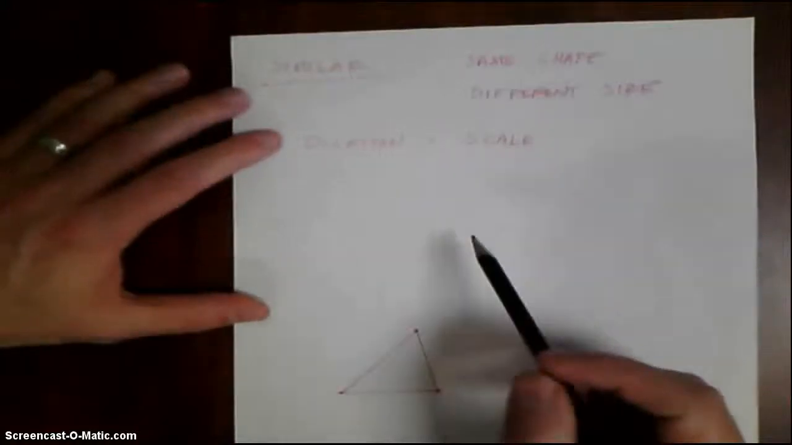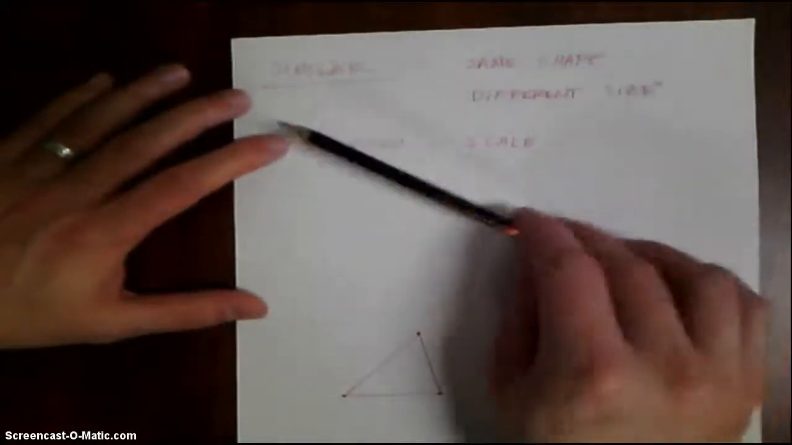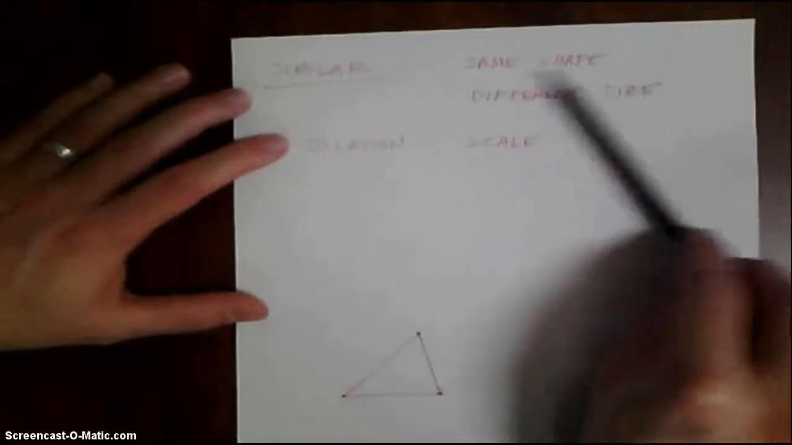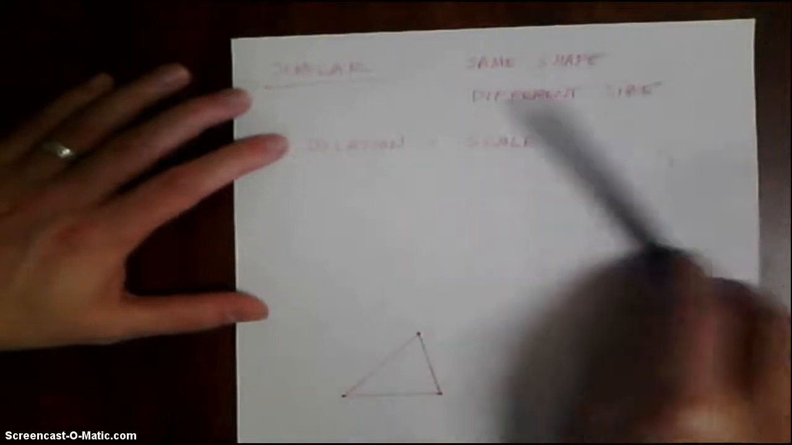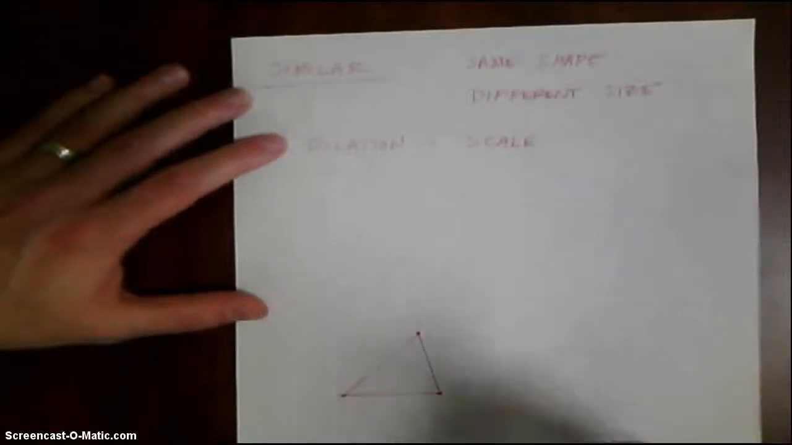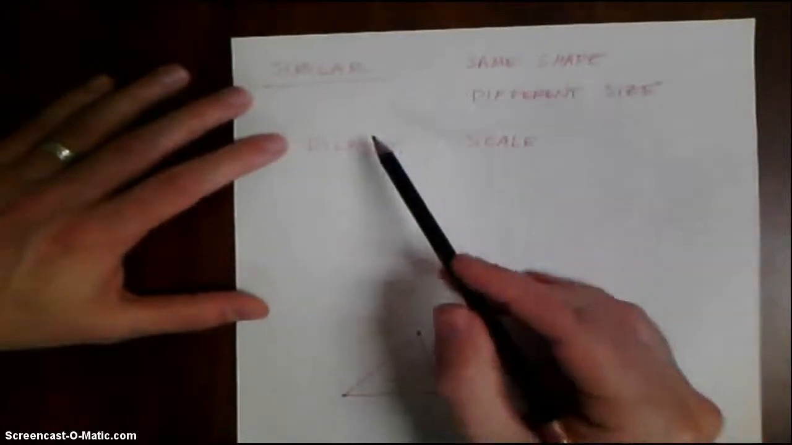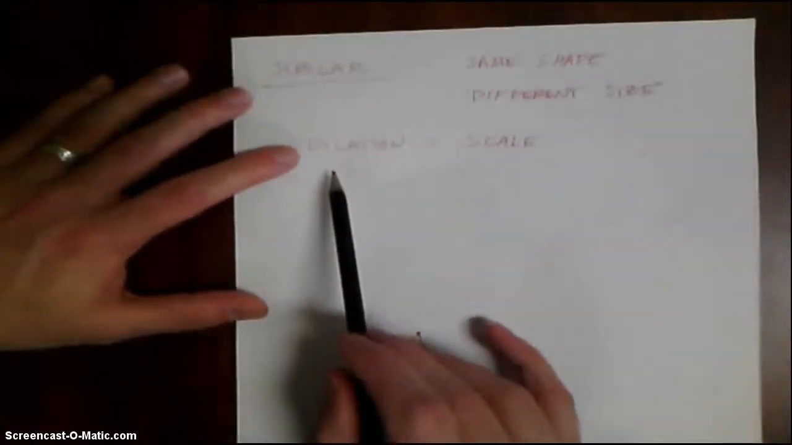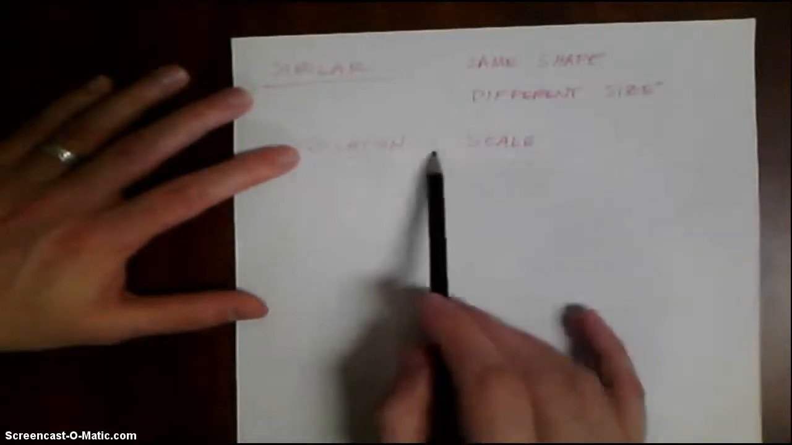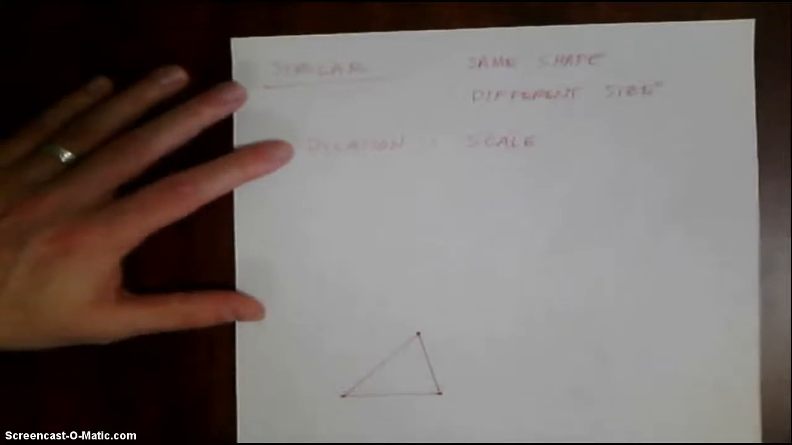Okay, up next is similarity. If two shapes are similar to each other, they are the same shape, but different size. So same shape, different size is our definition for similarity. Something can be transformed into a similar shape by a dilation. So a dilation just means to scale something.